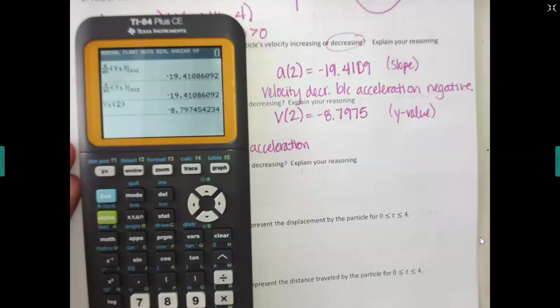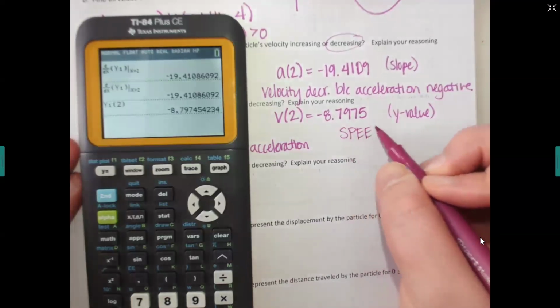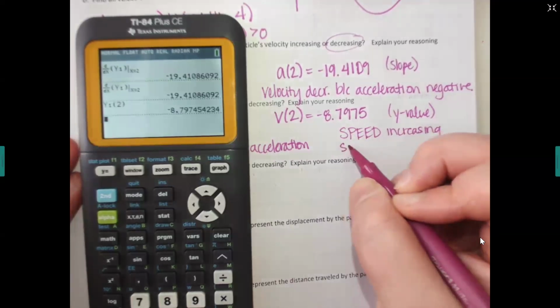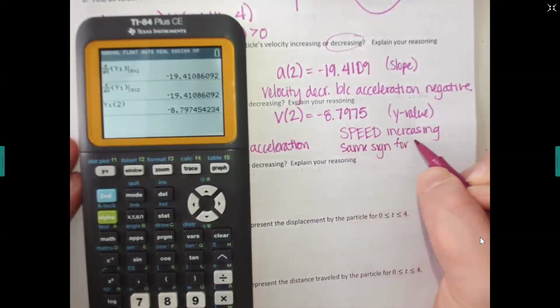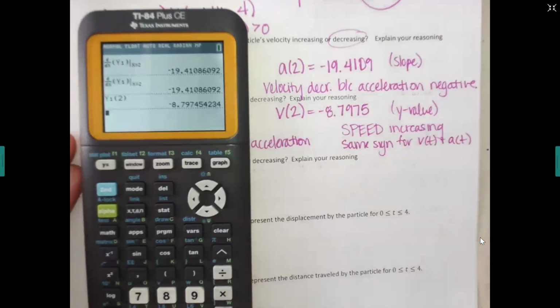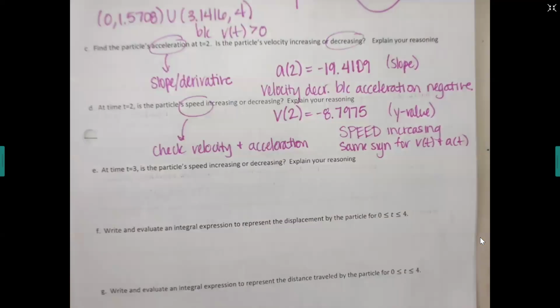What does that tell me about speed? Speed increasing because same sign, right? For V of t and A of t. Okay, so if my acceleration is negative, my velocity is negative, that tells me overall speed is increasing. Okay, all of that you've done before. Now we're getting to almost the new stuff. What about at 3? Take the slope at 3.